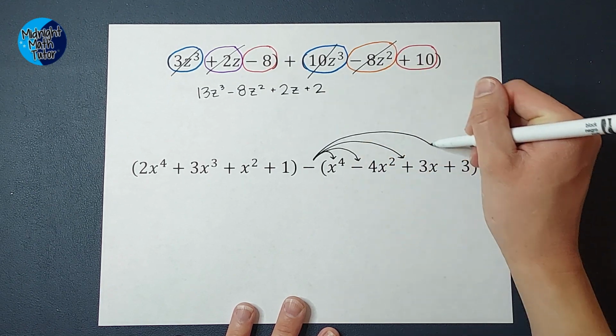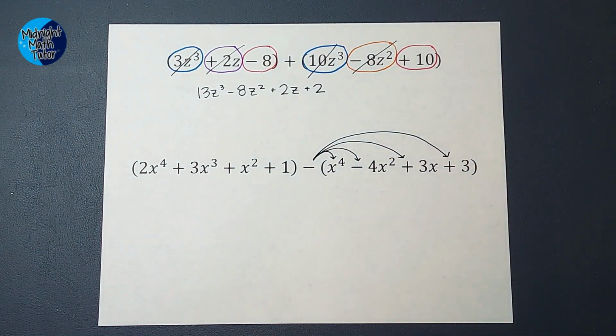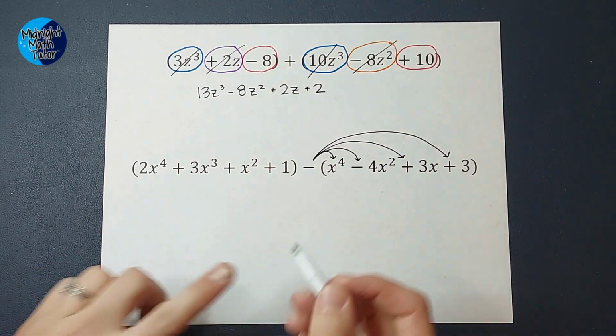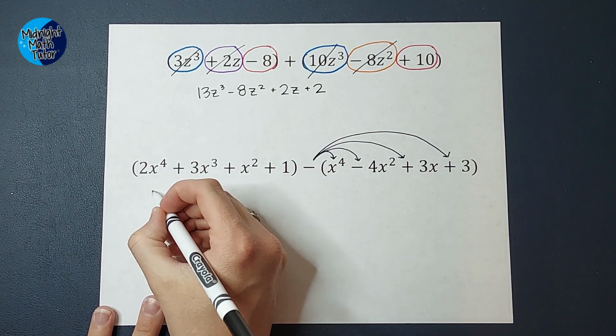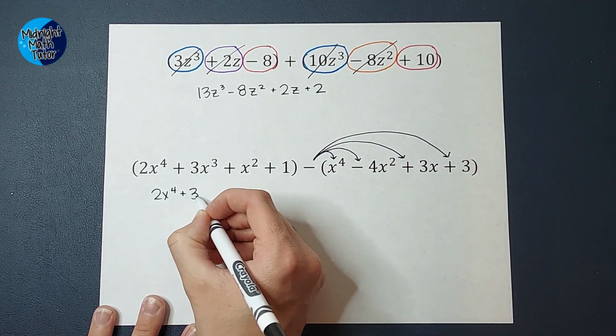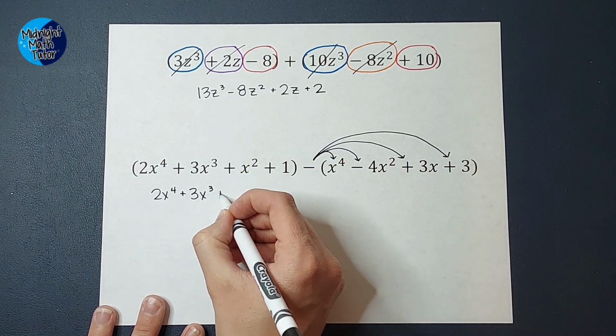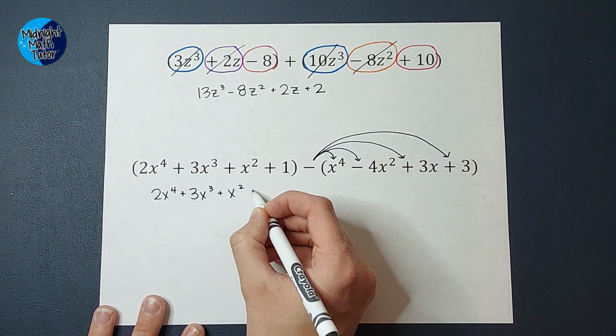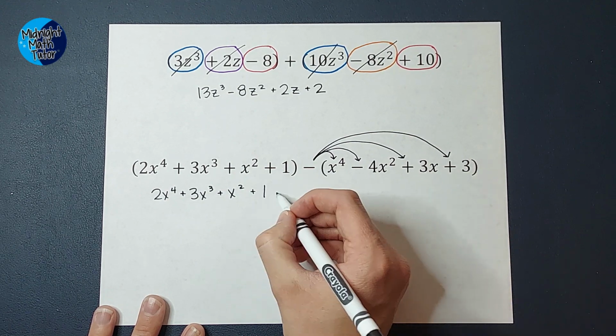Okay, distributing the negative to each term. So then let's go ahead and rewrite this. Over here it stays the same. I'm going to have 2x to the 4th plus 3x cubed plus x squared plus 1.